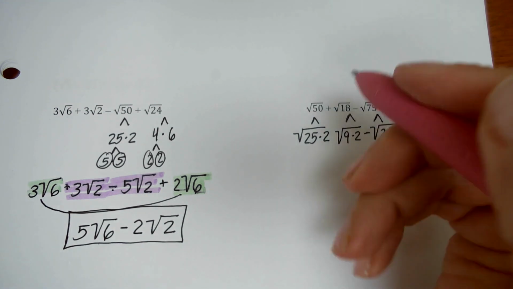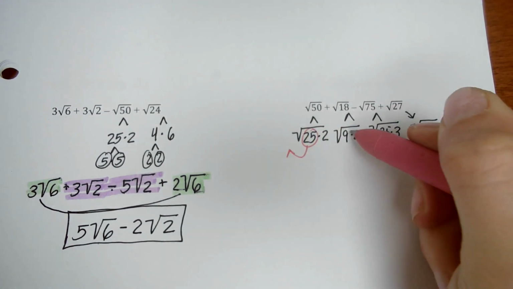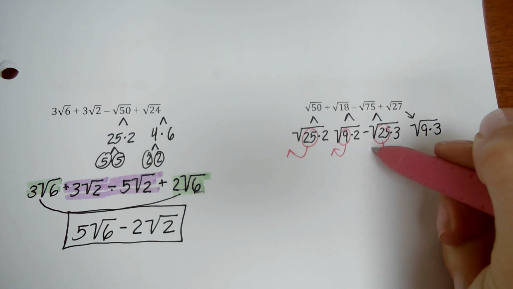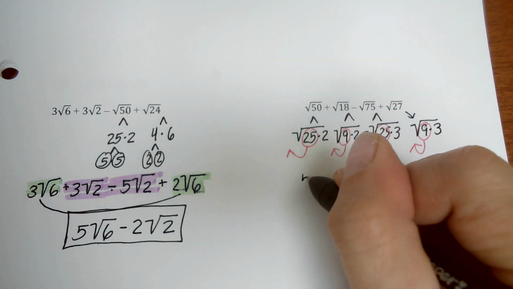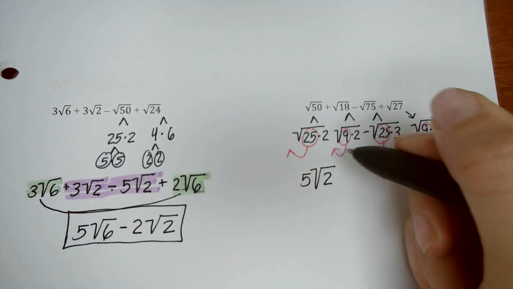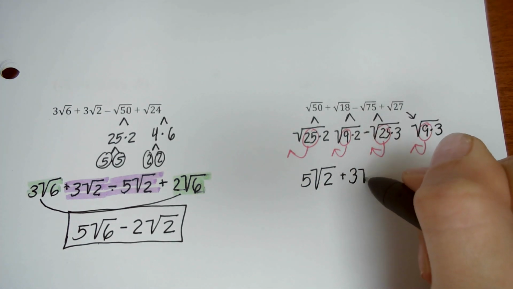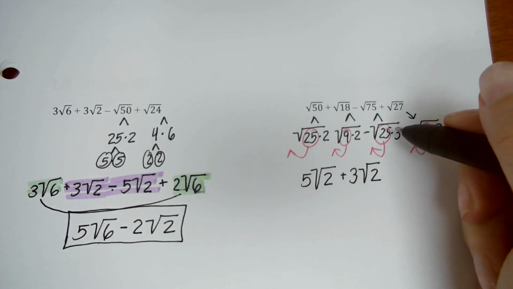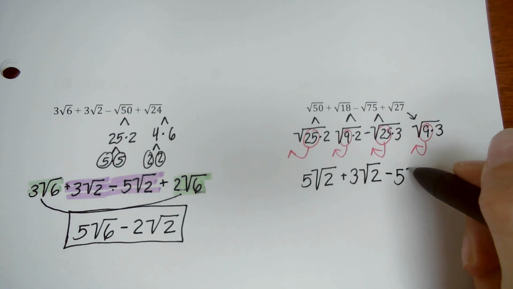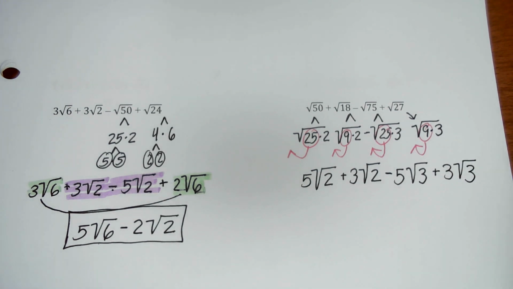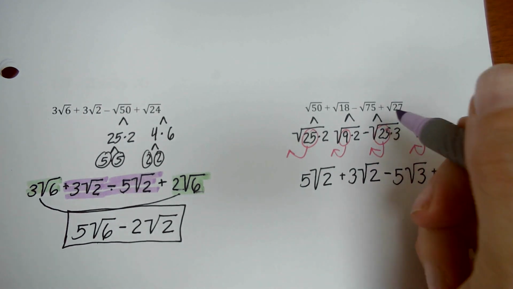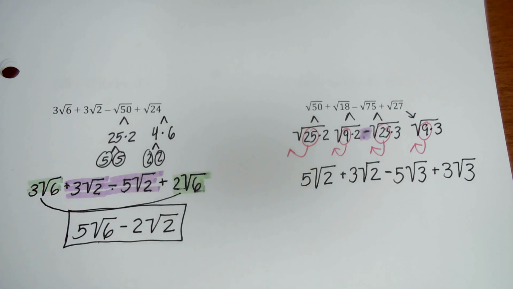Now, I have some perfect squares here. 25, 9, 25, 9 again. So this becomes 5 square root 2 plus 3 square root 2 minus 5 square root 3 plus 3 square root 3. So I just took my square roots, moved them outside of the radical. The one thing I want to point out is that I made sure to remember that this was a subtraction sign. Otherwise, it could have thrown me off a bit.